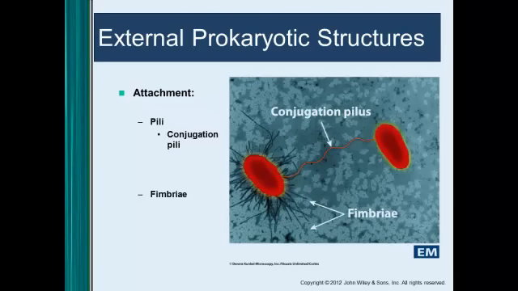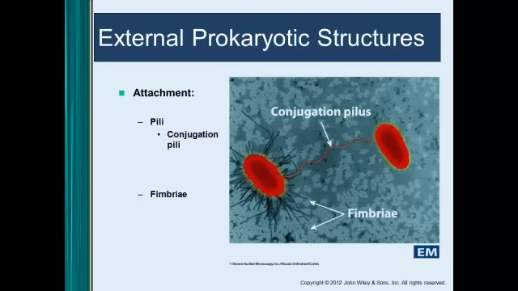A pilus is composed of subunits of the protein pilin. Bacteria can have two types of pili, long conjugation pili, or F pili, also called sex pili, and short attachment pili, also known as fimbriae.